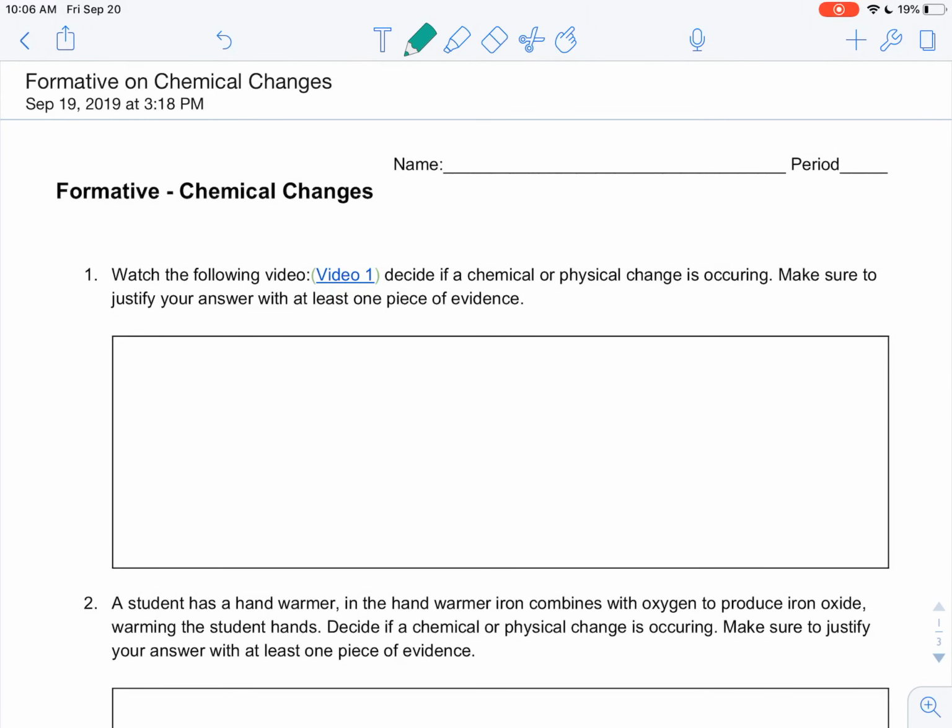Alright guys, so this is a breakdown of Miss Edge reviewing the formative. So you should have picked up your formatives when you came into class today. Alright, so this is going to tell you where you went wrong or what specifically I'm looking at.